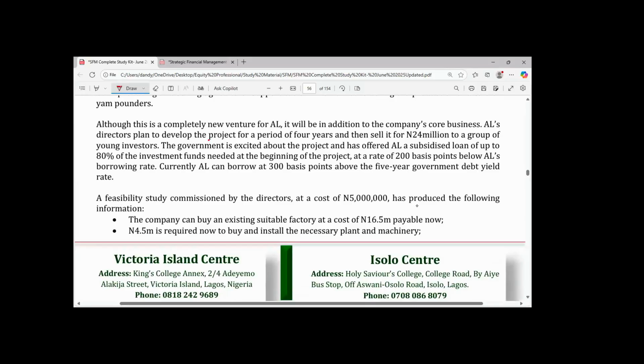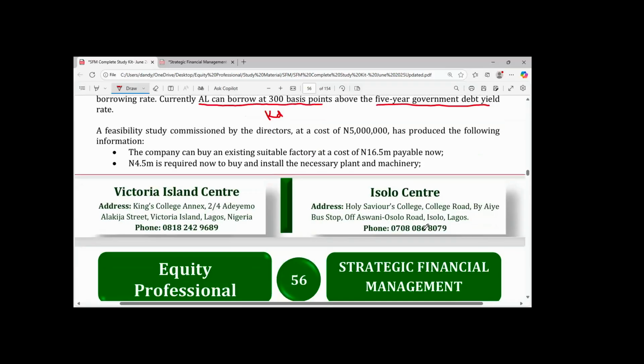The government is excited about the project and has offered AL a subsidized loan of up to 80% of the investment fund needed at the beginning of the project, at a rate of 200 basis points below AL's borrowing rate. Currently, AL can borrow 300 basis points above the 5-year government debt yield rate. A feasibility study commissioned by the director at a cost of 5 million naira has produced the following information. The company can buy an existing suitable factory at a cost of 16.5 million payable now. 4.5 million is required now to buy and install the necessary plant and machinery.